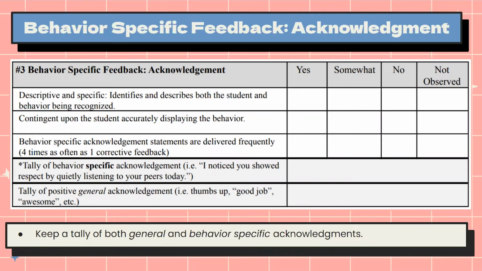On the other hand, we also want to record general praise. This includes all general acknowledgements and ranges from "good job" to a thumbs up. So, just like with behavior-specific acknowledgement, we will mark a tally each time we hear a generic praise as well. The observation form asks that behavior-specific acknowledgement is delivered 4 times as often as corrective feedback. During classroom observations, we will pause from answering this question until all data has been collected and we can analyze.